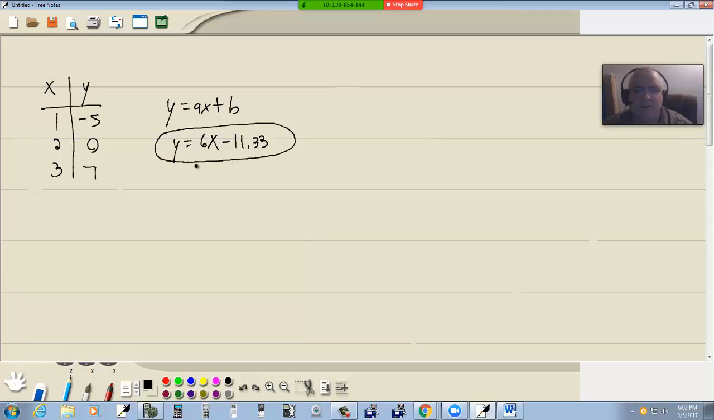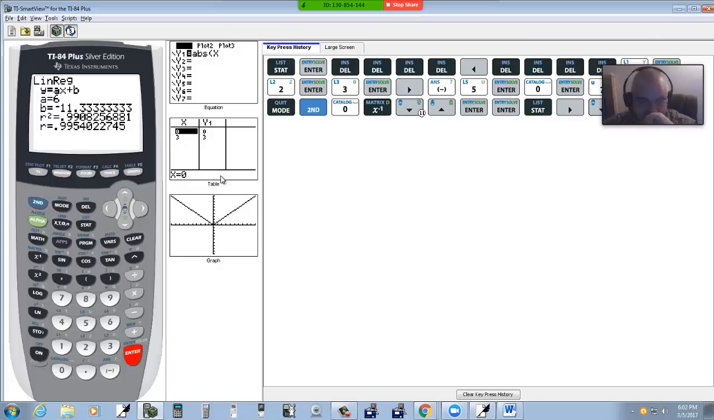This is a horrible process to do by hand. Technology is the best way to do it. Now the R is how good it is. The closer it is to +1 or -1, the better the line is. So if this had said that R is equal to 0.0315, that'd be horrible. But since it's fairly close to 1, that means this is a pretty good model.